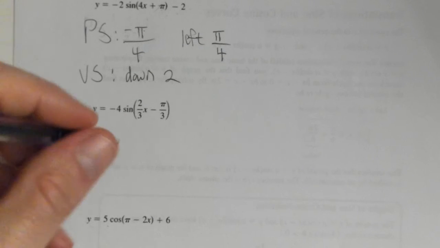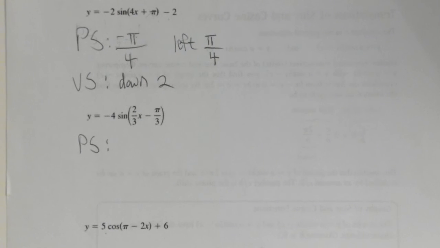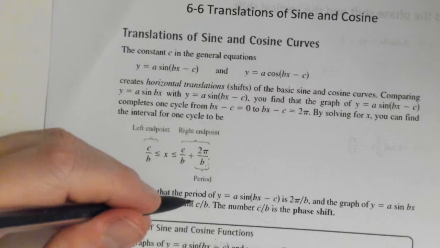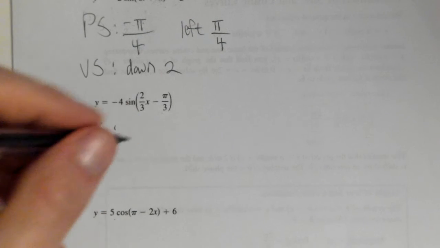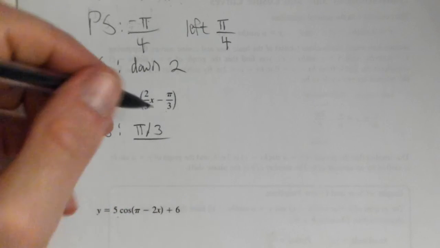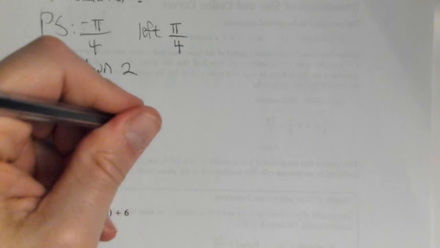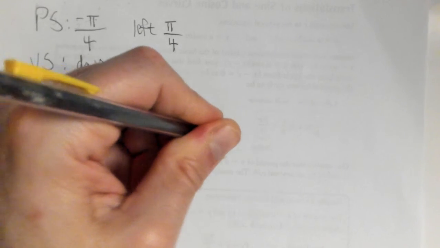Okay, next one. Again, we want the phase shift. My phase shift here is still going to be C divided by B. My C here is negative pi over 3, and we'll drop that in as a positive pi over 3, because remember that sign has got to change to make the equation right. Over B, B is 2/3. Now we begin to simplify. When you're dividing fractions, you multiply by the reciprocal of the denominator. 2/3 flips to 3 over 2, and the 3's cancel out, which leaves me with pi over 2.